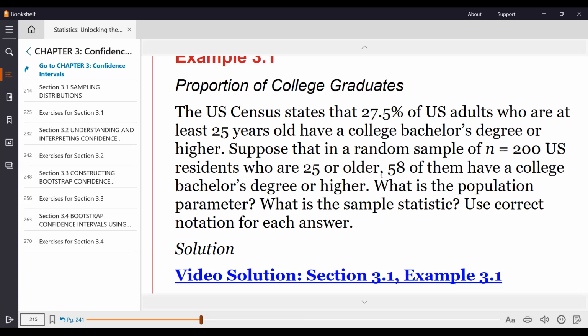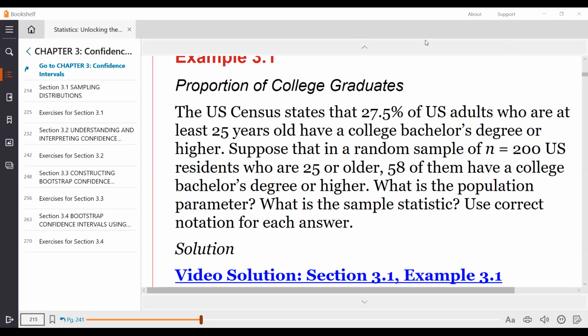Would you do 58 divided by 200? Yeah, that's it. All right, so why don't you do that with your calculator and give me the answer for that? It would be 0.29. Yeah, 0.29, right?